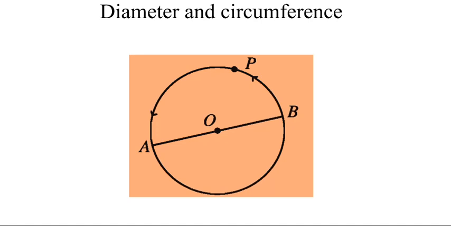The diameter is the largest chord of a circle, and we will prove later that the diameter is the largest chord of a circle. Half of the diameter is the radius of a circle. Obviously, diameter is twice the radius. The complete length of the circle is called its circumference. That means starting from a point P, the distance covered along the circle until you reach the point P again is the circumference.